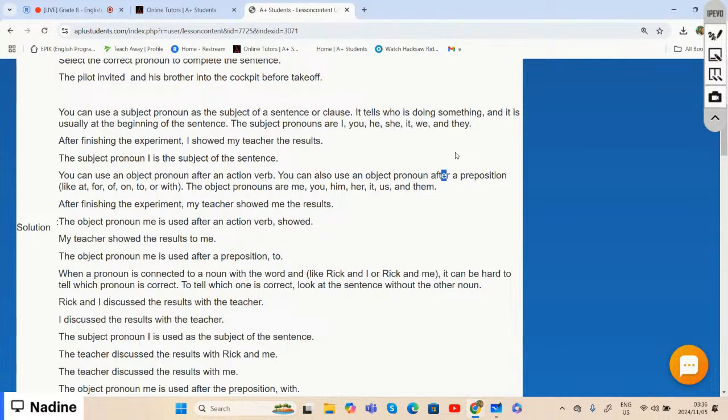And then you can use an object pronoun after an action verb, or we can even use it after a preposition, right? The prepositions are words like at, for, of, on, to, with. And the object pronouns are me, you, him, her, it, us, and them. Those are our object pronouns. And remember, we said that object pronouns either come after an action verb or after a preposition.